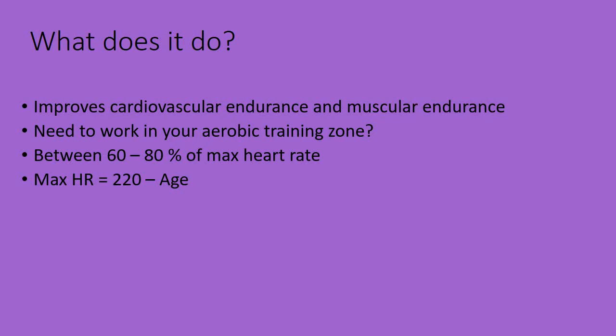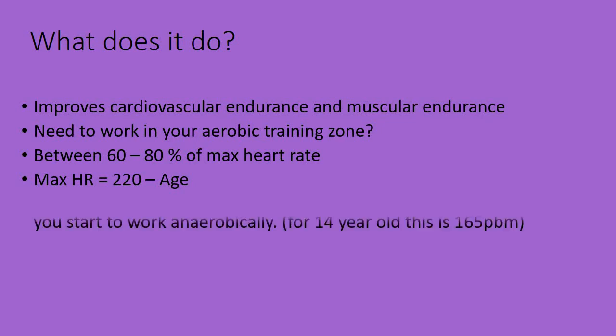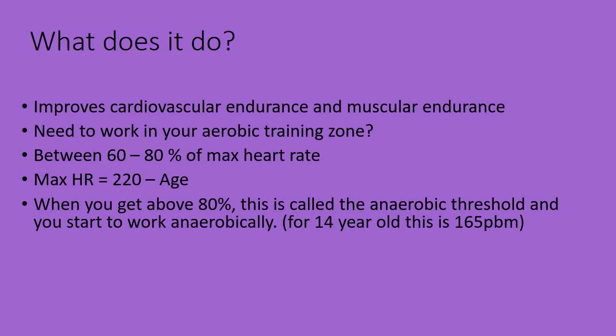And hopefully, if you've got a heart rate monitor on your watch, which lots of people do now, you can track your heart rate as you're working. And you'd want to stay in a training zone of between 60 to 80%. So you're working aerobically. When you get above this, past the anaerobic threshold, you start to work anaerobically. And for 14-year-olds, this would work out as something above 165 beats per minute.